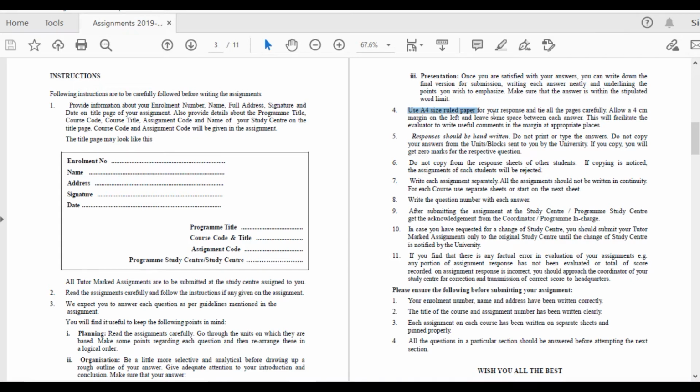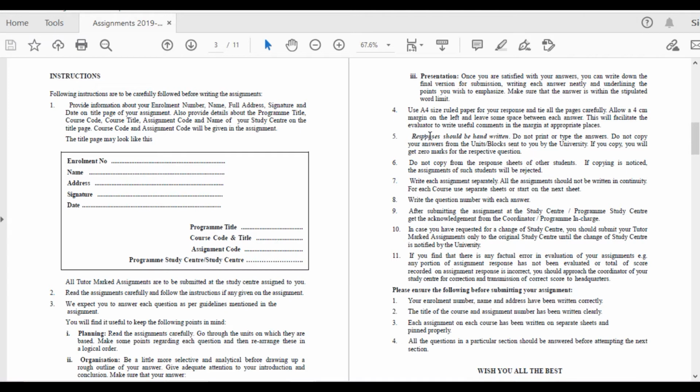Now, for your response, tie all the papers carefully. So either you tie them or you file them. I mean, if it's a physical file going to the study center, then it has to be filed. Now, in case of online submissions, you need not file them. You can use some thread or something to tie them, okay, so that they are organized.